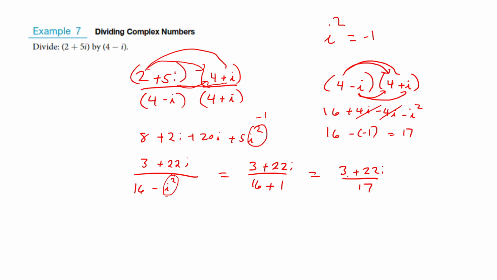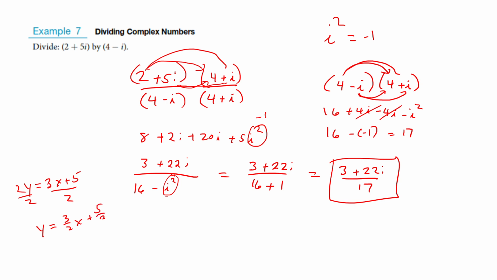Now one last step here. This would be acceptable to me, but you can give this denominator to each term, just like you would do if you were finding the slope-intercept form of a line and you divided both sides by 2. Remember, you could give that 2 to both terms there and make it 3/2 x plus 5 over 2. You can do the same here. You can make this 3 over 17 plus 22 over 17i.